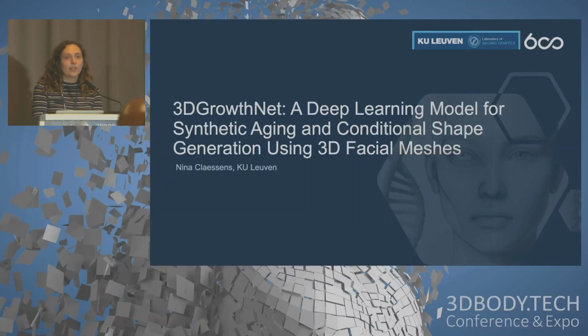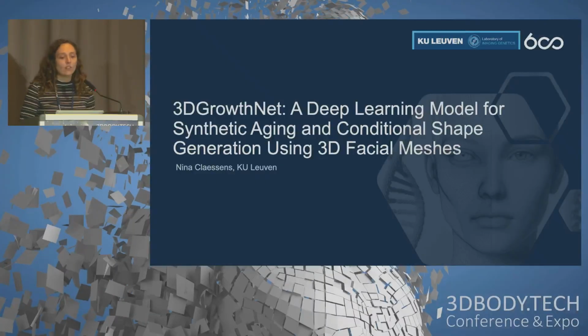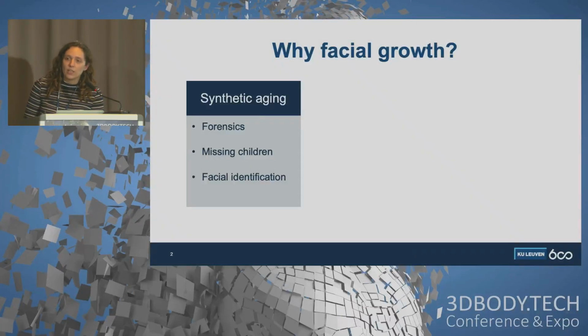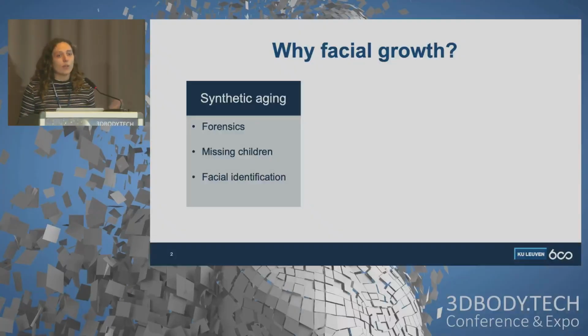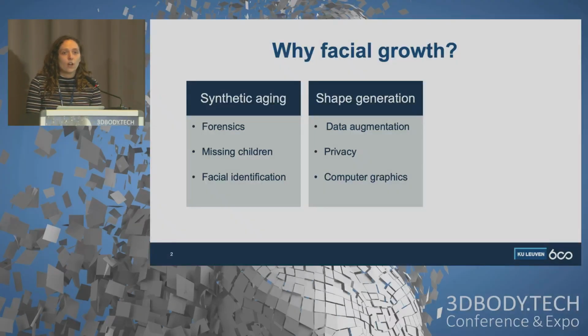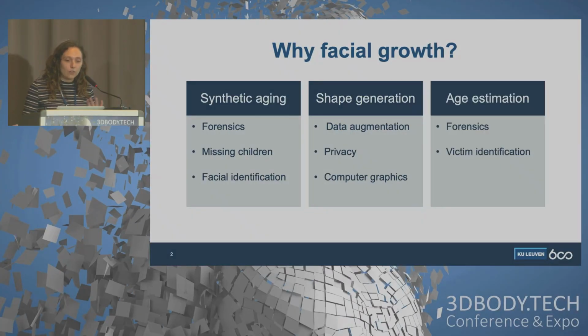This is about a deep learning model that I developed that is designed to do a range of facial growth related tasks. First, synthetic aging, so predicting how a face will age. This has many applications, for example, in forensics and missing children's cases. Second is conditional shape generation. Our model will also be able to generate synthetic data conditioned on a specific age and sex of a person, which is mainly useful as a data augmentation technique. Then as a third application, kind of a byproduct of the model, we can also perform age estimation and sex classification.